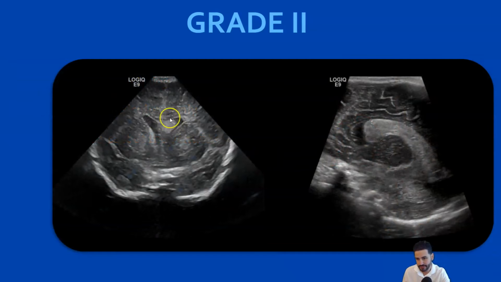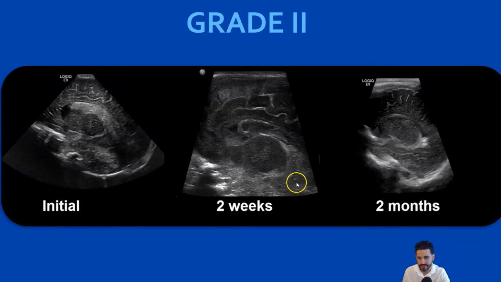And this is a grade 2. Right there, it's within the ventricle. And you can see here, it's taking up a good portion of the ventricle, but the ventricles are not enlarged. This is that same patient. The initial exam, you can see the blood within the ventricle without ventricular dilatation.